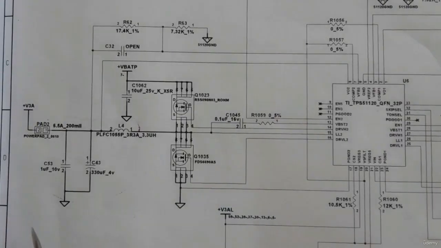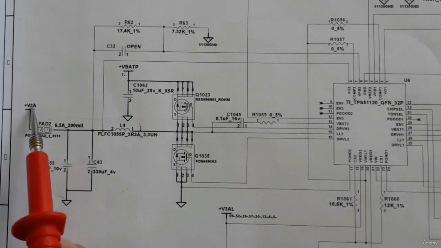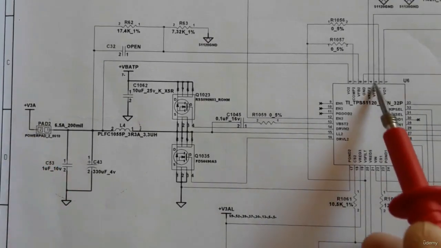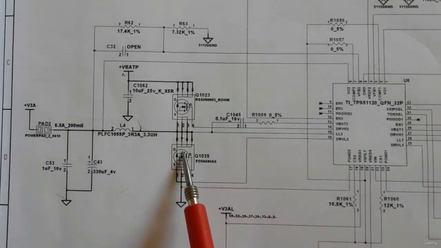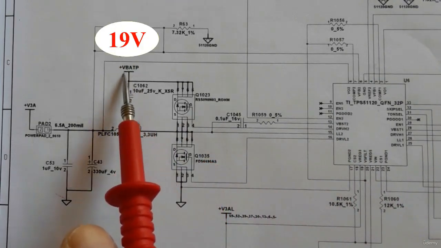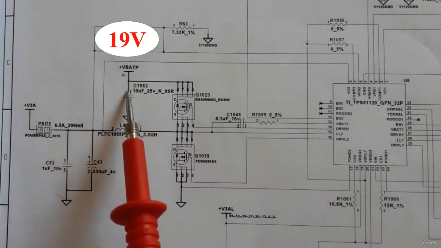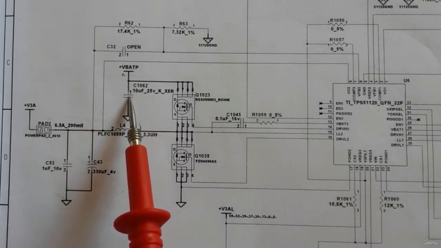So let's see now the 3 volt channel, as you can see. So we have always the IC, the power management IC, 2 MOSFETs, the same. We have the VBAT here, the main voltage. Okay, capacitor of filtering, the first filtering capacitor.